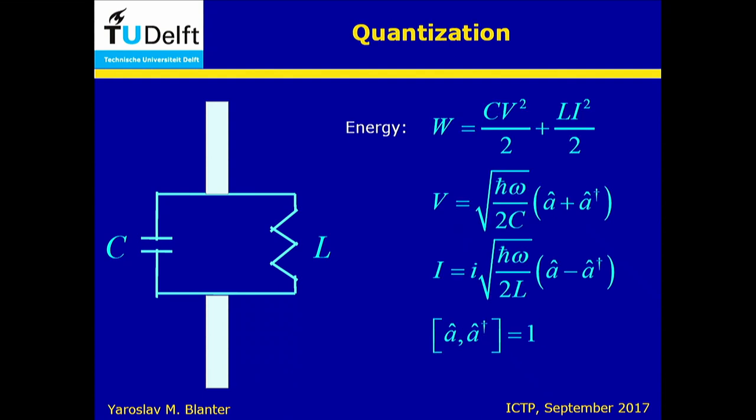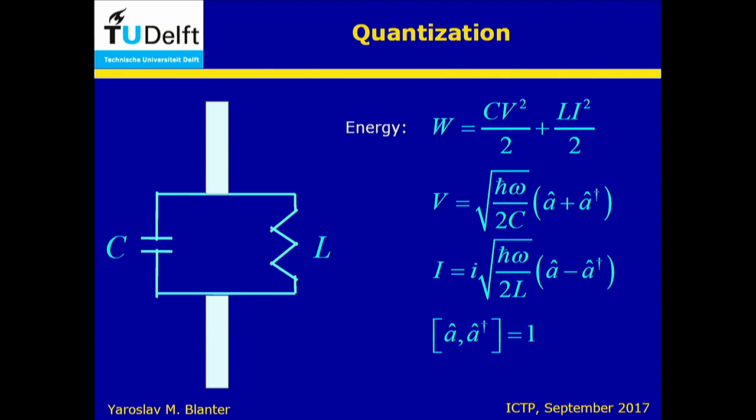Right. Now we have to quantize it and make sure that it's similar to a cavity. We already know that it's a harmonic oscillator, and we know how to quantize a harmonic oscillator. Clement spent quite some time in the morning to show that. So what we are going to do is exactly the same as what he has done. First we write the energy classically. There is an energy associated with the capacitor, CV squared over 2, V is voltage. And there is an energy associated with the inductance, LI squared over 2, I is current.